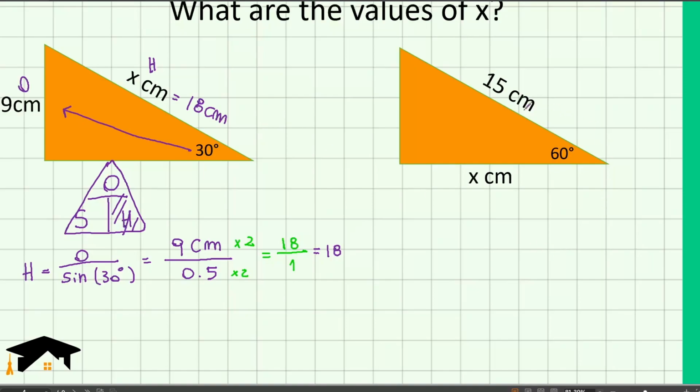And now let's have a look at the other one. Now we're given the hypotenuse, and if this side is the opposite, then x is the adjacent. Whenever we have the hypotenuse and the adjacent side, we have to use the cosine.